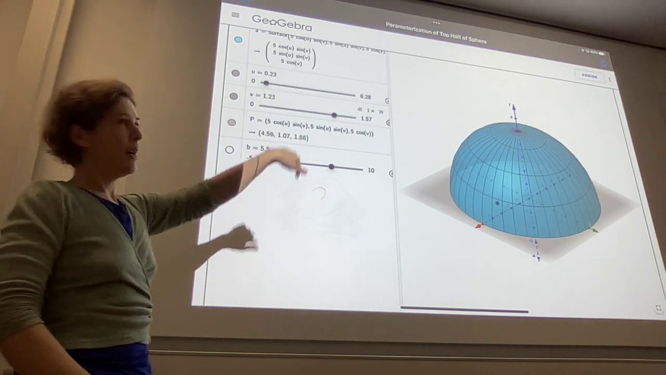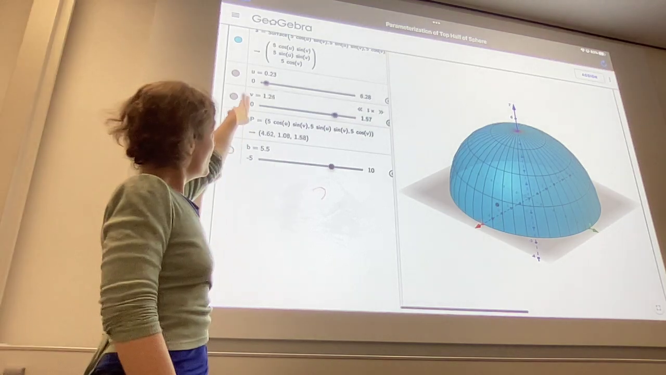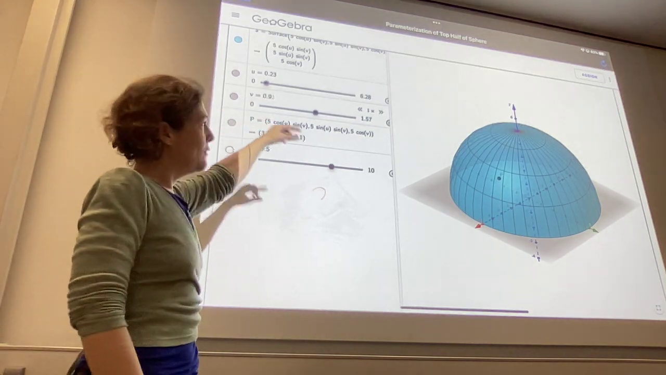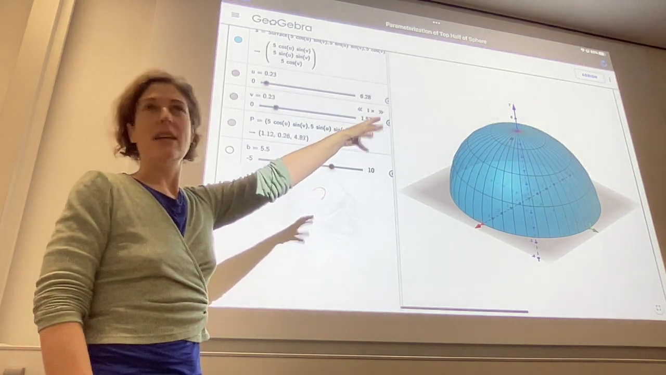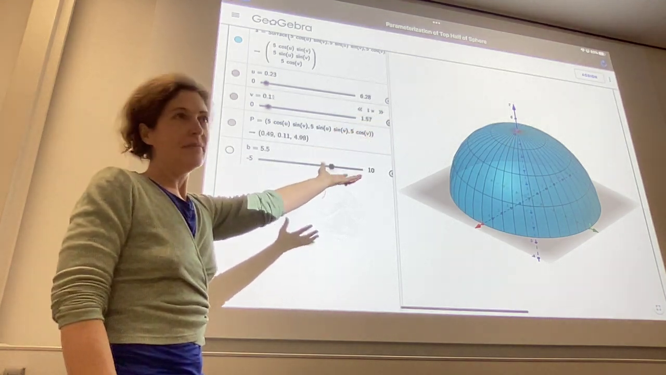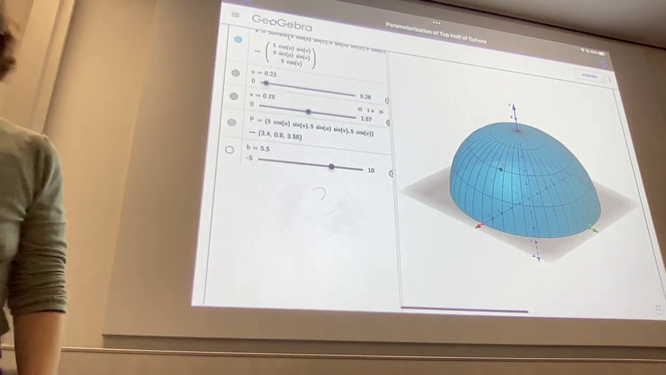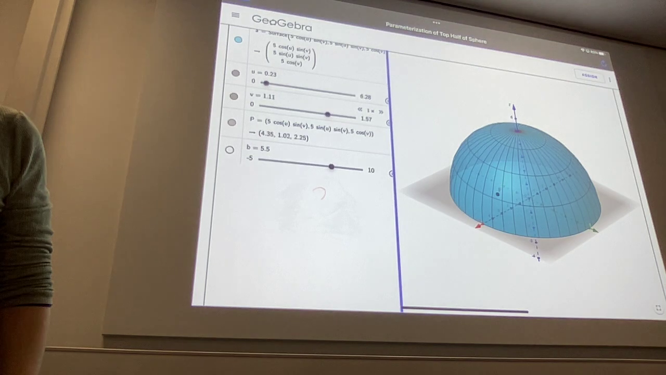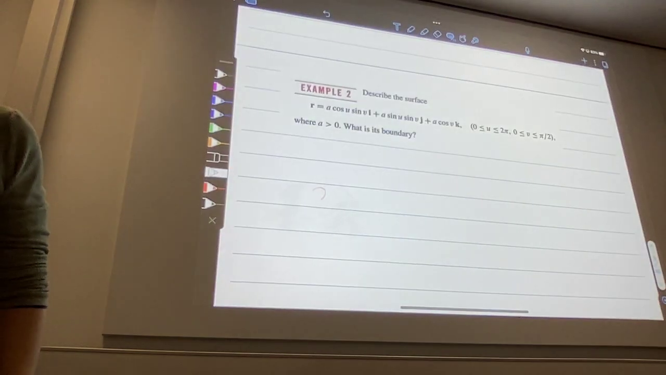V moves me up and down. So you can see that by taking all the possible values of U and all the possible values of V, I'm going to map out all the possible places on that top sphere. So that is how we're parameterizing the top part of a sphere. So that's the kinds of things that we're doing. I wonder if it will let me pause. Nope. Okay. That's fine. We'll just go elsewhere.